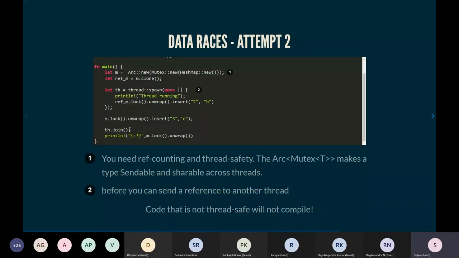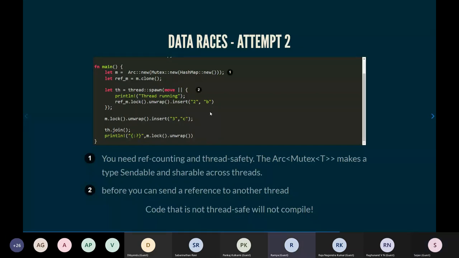From one function to another, but the rule has to be enforced. What is this rule? You can have multiple read-only references, not a problem. But the moment you take a mutable reference, it can be one and only one. If you take a mutable reference and you need multiple threads, then the language forces you to introduce thread safety and reference counting. If you don't, the language will not even allow you to compile.